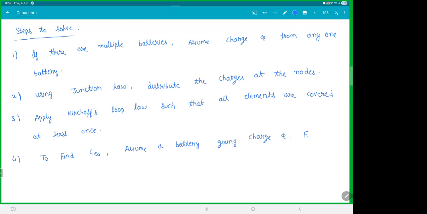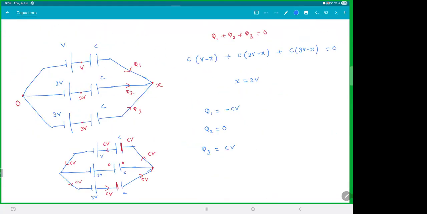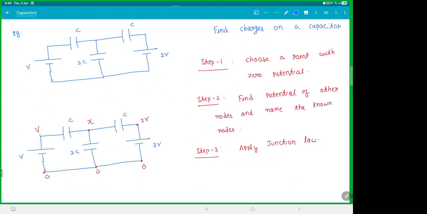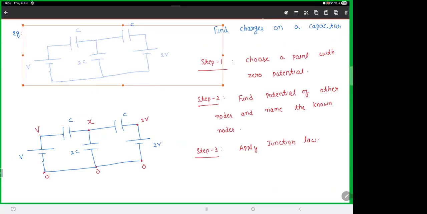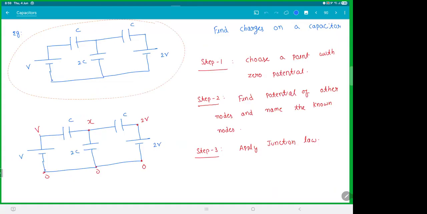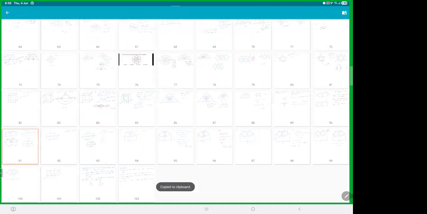And find Q by V. Just have a look at the steps. Let me show you an example. Let's take the example which we have already done. The same question. We already know the answer, so it works.